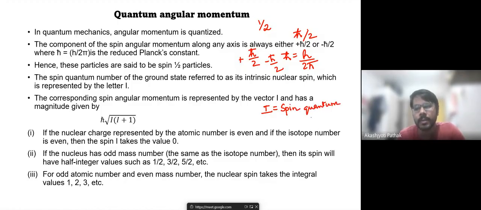Now, how is the spin quantum number related to the angular momentum of a nuclei? The quantum angular momentum can be denoted by the letter P. Angular momentum is also a vector quantity. The magnitude of the spin angular momentum is given by the expression h bar root over I into I plus 1. Okay.